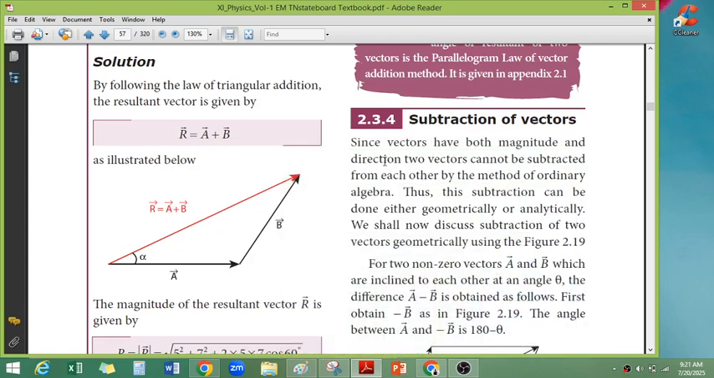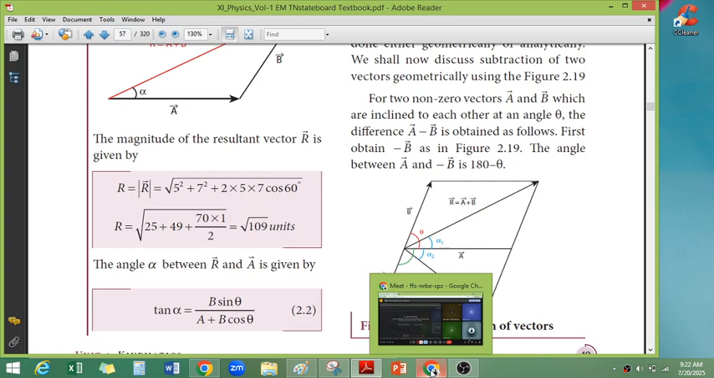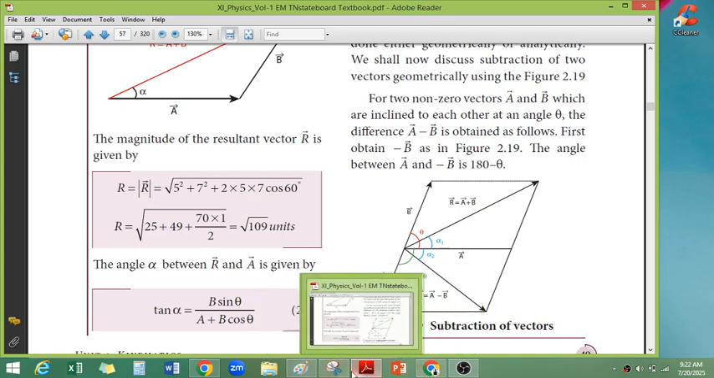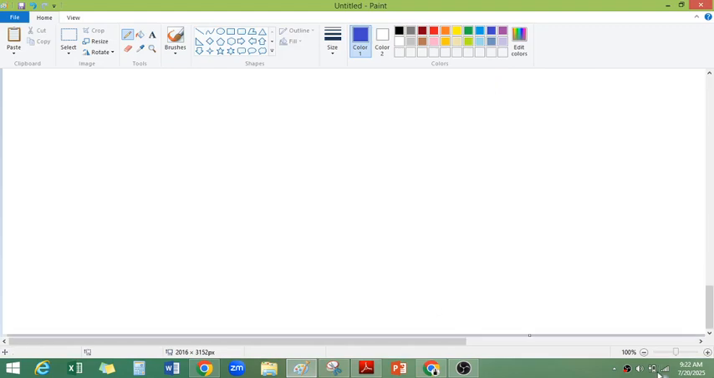Okay, let us do some vector subtraction. So vector subtraction is very similar to vector addition. Only thing, the direction will be changed. So let me tell you a simple method here. So let me make this smaller.